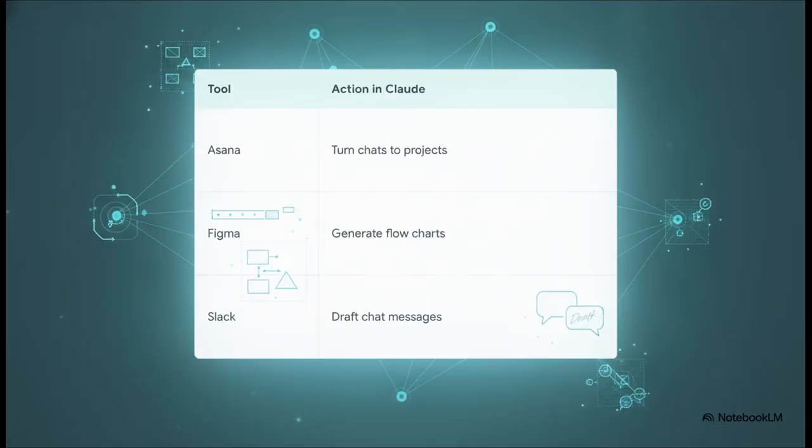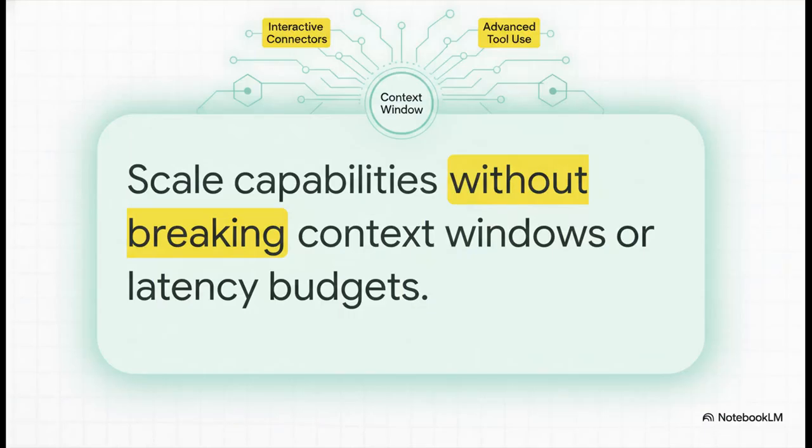First up, MCP apps. These basically turn your everyday work tools into interactive connectors right inside Claude. So you can instantly build Asana timelines, whip up Figma flowcharts, or draft Slack messages. Pretty wild. But hey, how do we actually scale these agents without totally crushing our context windows or latency?